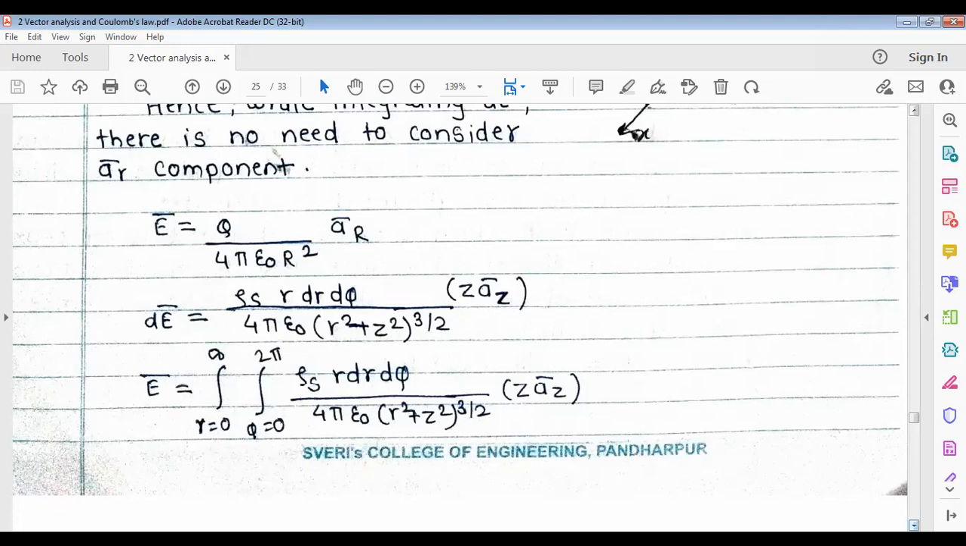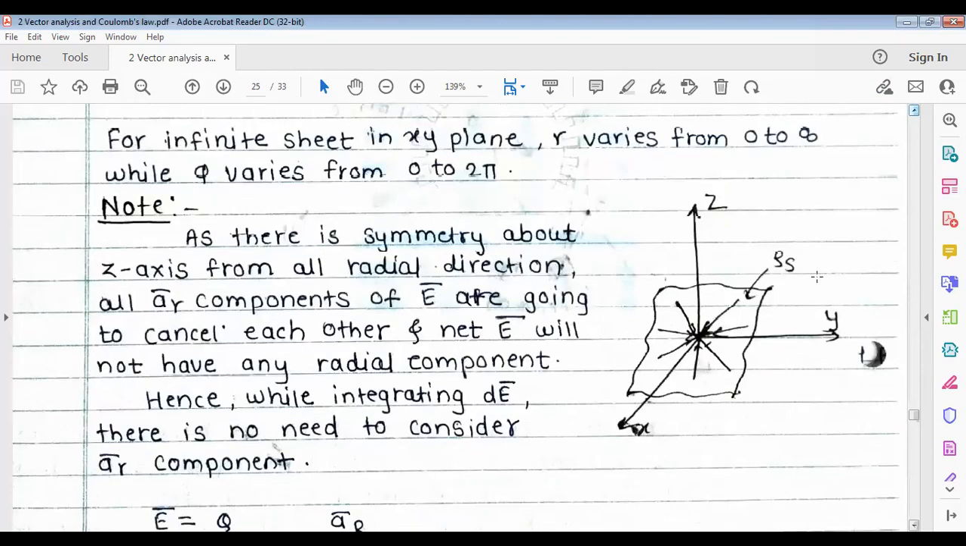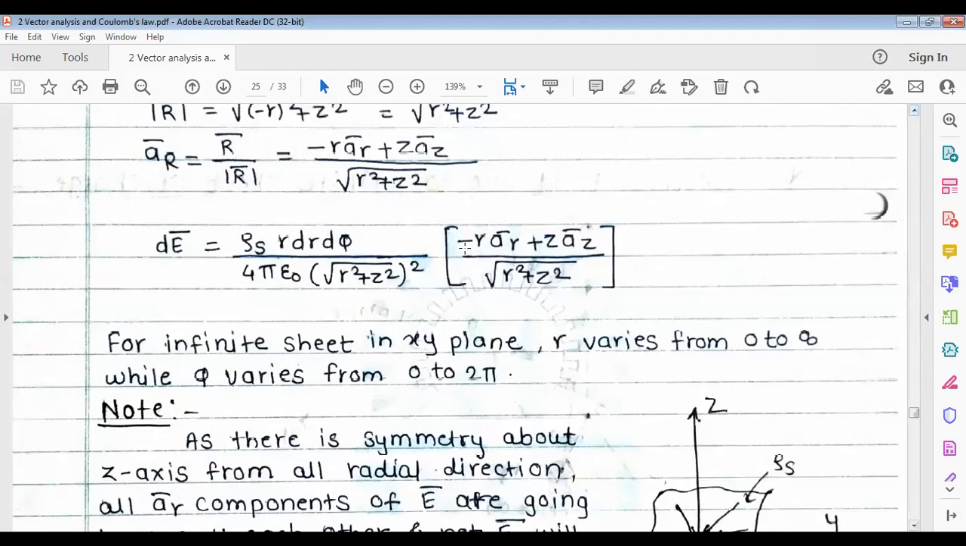Has everyone understood up to here? Yes or no? Tell me how Z A bar Z came. Okay, Z A bar Z. So here what happens? Actually the pointer is not there. So here, in the previous equation, what is there? Minus r a bar r plus z a bar z.